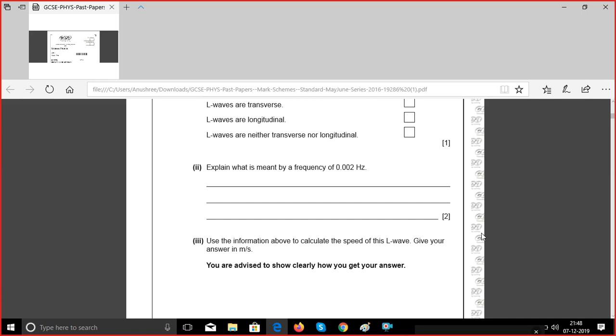Okay, is it clear that the L wave has vibrated 0.002 times per second? Okay. 3.